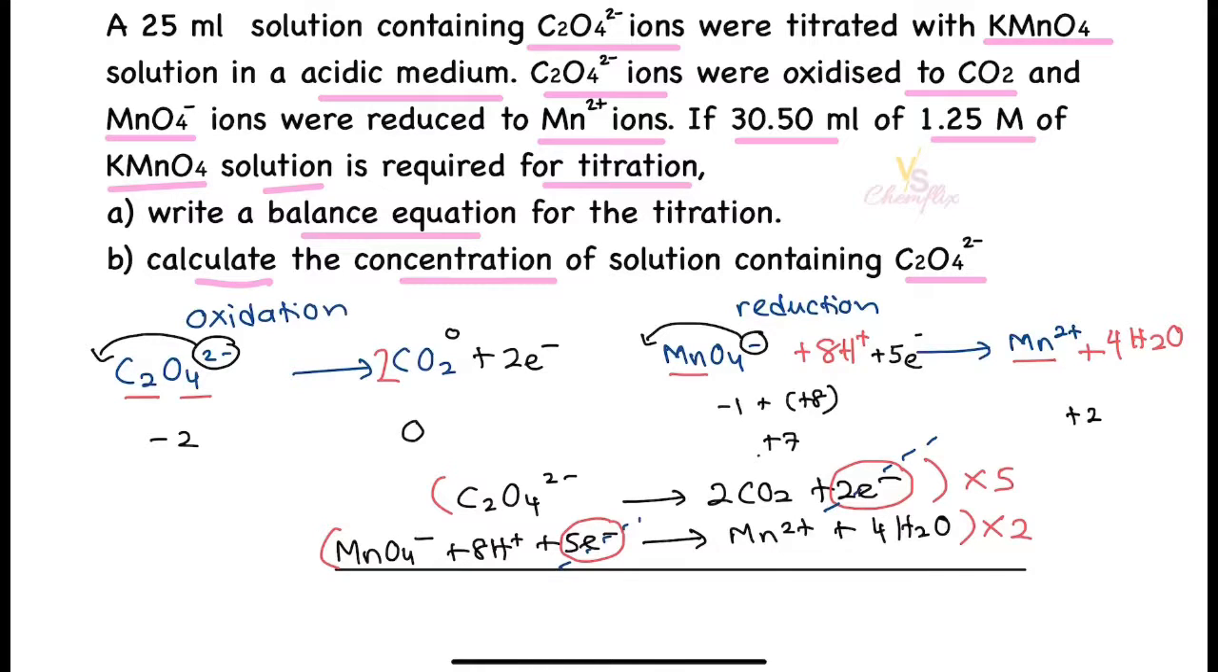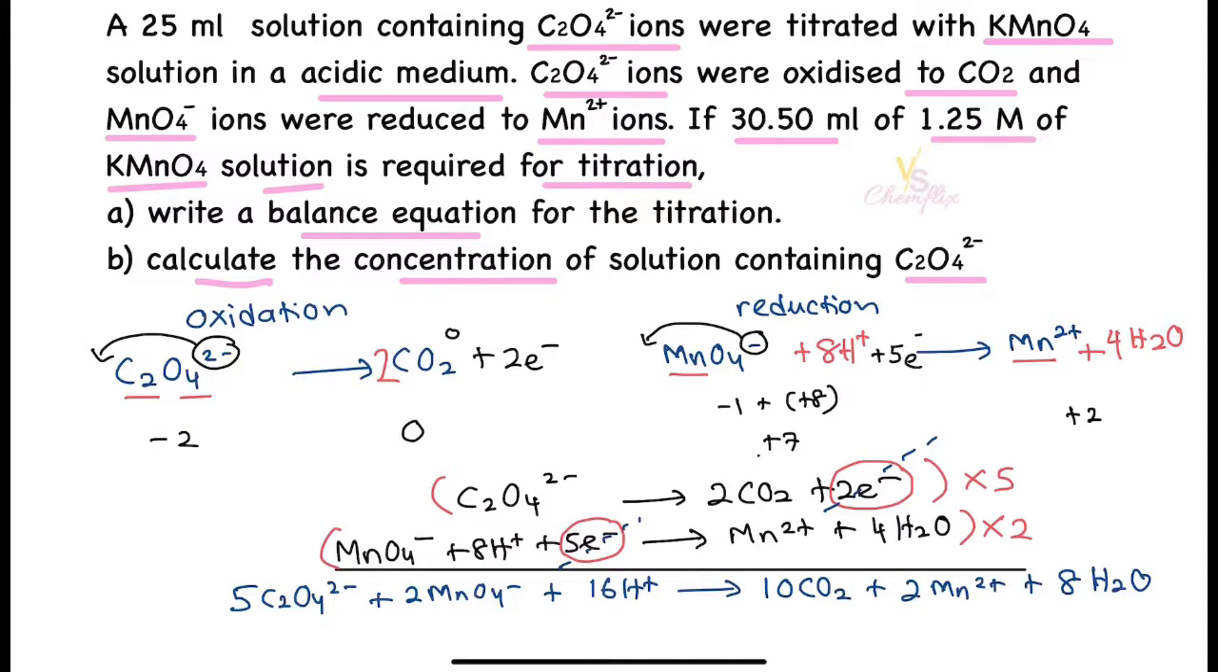So let's write out the complete equation. It would be 5C2O4 2- plus 2MnO4- plus 16H+ to produce 10CO2 plus 2Mn2+ plus 8H2O. Next, try to analyze whether there is any redundancy in the molecules that we have written. Looks like there's none. Therefore, this is your final answer for part A.